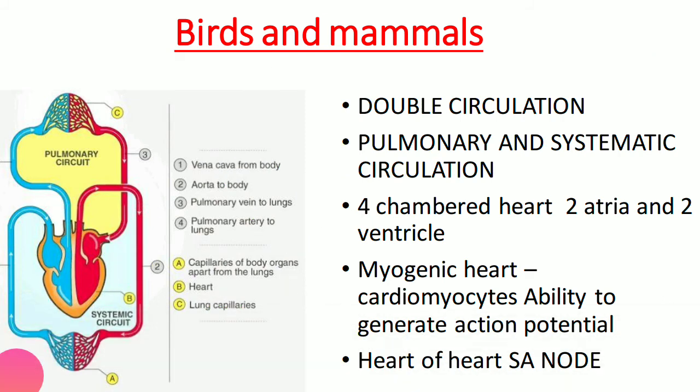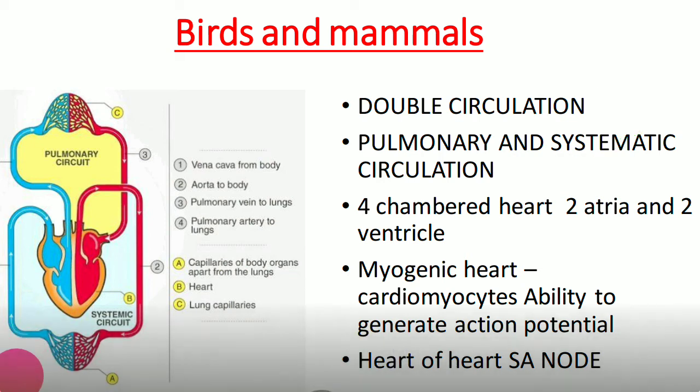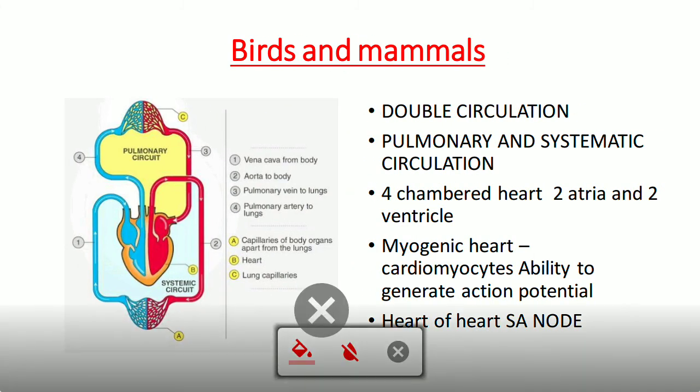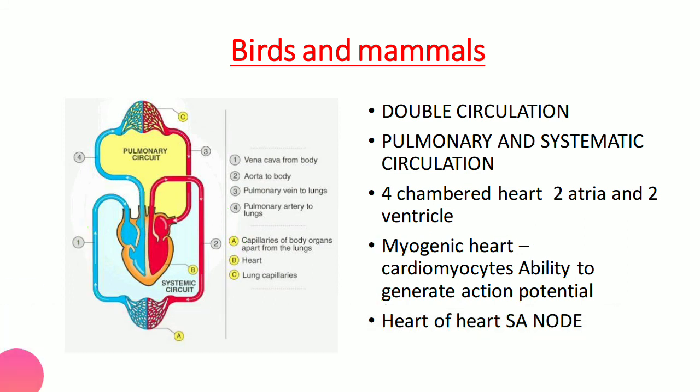Now, mammals and birds have double circulation. What type of double circulation? One is systemic and one is pulmonary. Now we have four chambers, two atria, two ventricles, and we have a myogenic heart. Why myogenic heart? Because our heart is not completely in control of the nervous system. If we cut the nerves supplied to the heart, our heart will still beat. Why will it beat? Because of the SA node, or some cardiomyocyte cells present in the heart. Our heart is a muscle, it is made up of muscles, so that's why it is known as a myogenic heart.